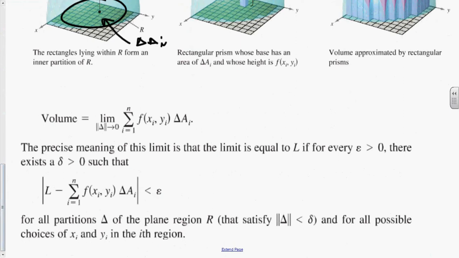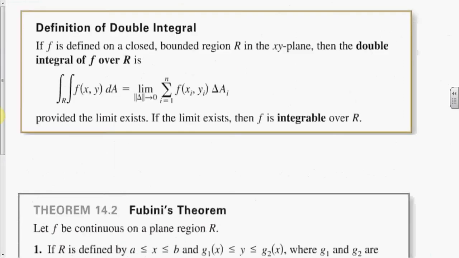Well, here's the theory. We just deduced the definition for the so-called double integral. If f is defined on a closed bounded region R in the xy plane, so f is defined on the region, what's happening down below, then the double integral of f over R is given by the double integral of f of x, y, dA. dA again is this delta A, this delta A sub i.